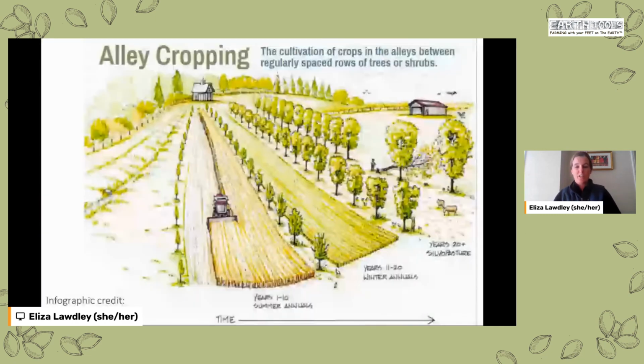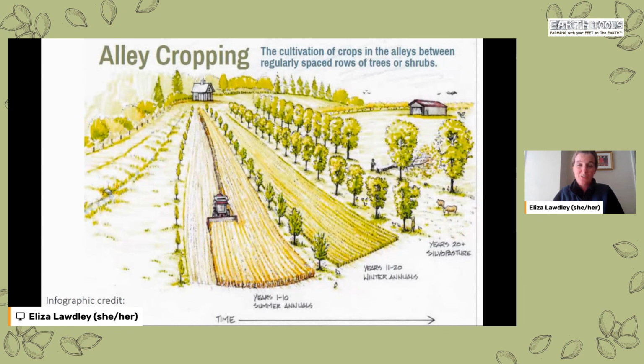So briefly, I want to talk about different styles of agroforestry. These infographics, there are 5 of them that I'll share, are from the Savannah Institute. If you're interested in agroforestry, the Savannah Institute is doing really, really cool work in the middle part of the country in the Midwest. But alley cropping is one of the most familiar practices within agroforestry. So this is the cultivation of crops in the alleys between regularly spaced rows of trees or shrubs.